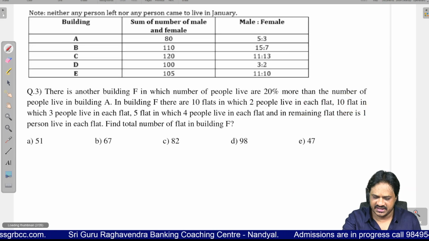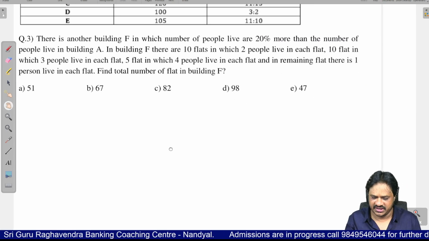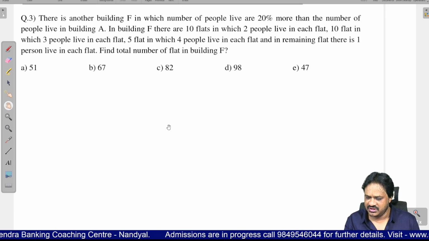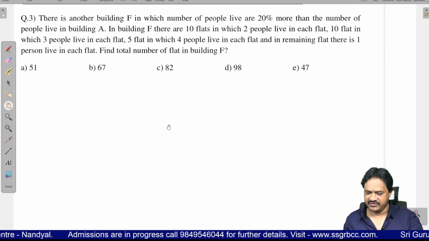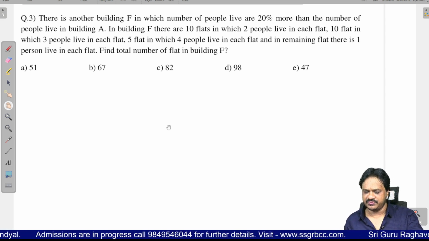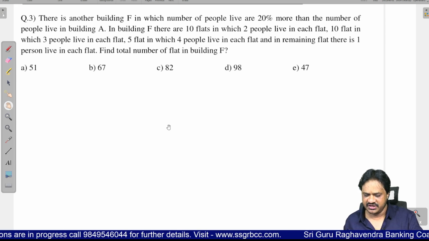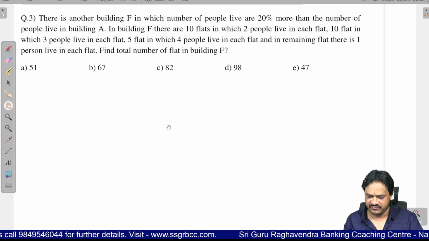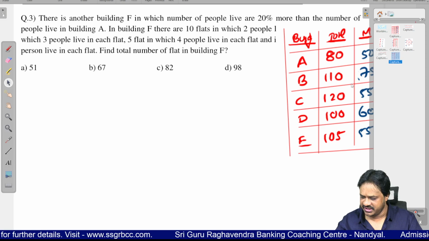Let us see the next question. There is another building F in which the number of people living are 20% more than those living in building A. In building F, there are 10 flats in which 2 people live in each flat, 10 flats in which 3 people live in each flat, 5 flats in which 4 people live in each flat, and in the remaining flats there is only 1 person. Find the total number of persons in building F.